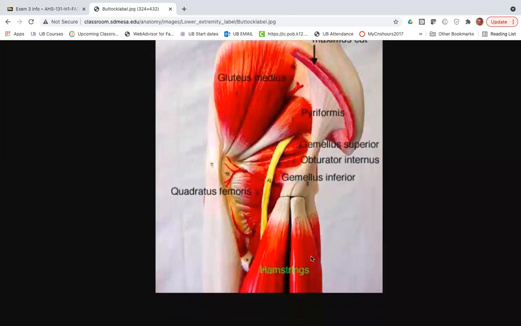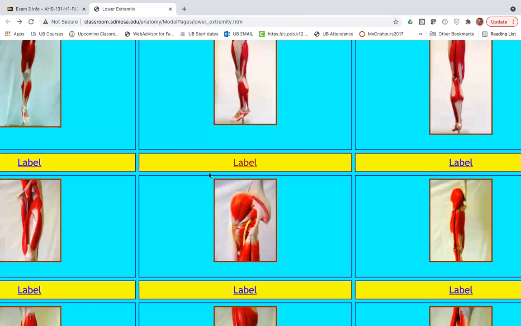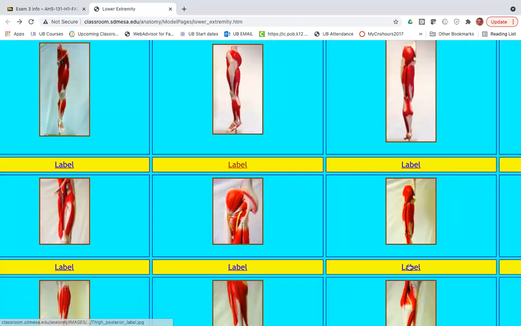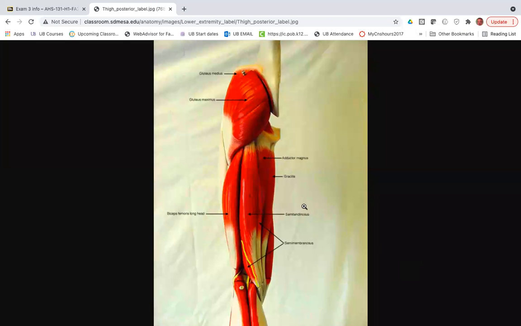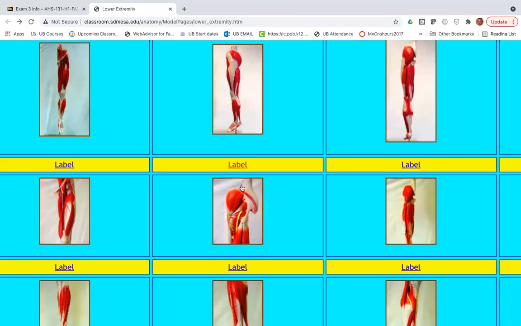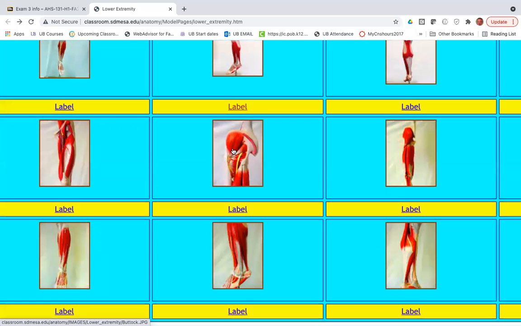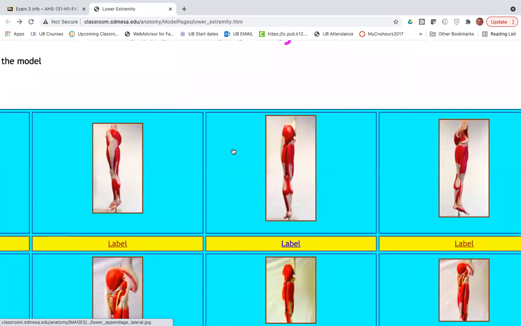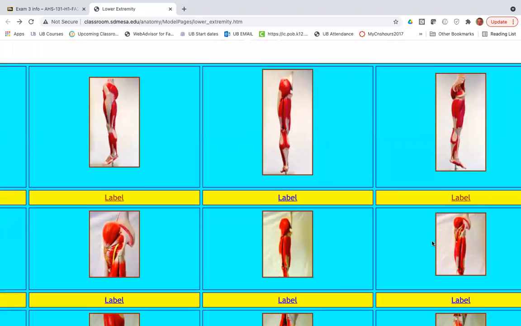Okay, now really nice because you could see the hamstrings that originate right here. So here are the hamstrings, and they originate on the ischial tuberosity. On the ischial tuberosity, that's the bump right there. Okay, let's take a look here.